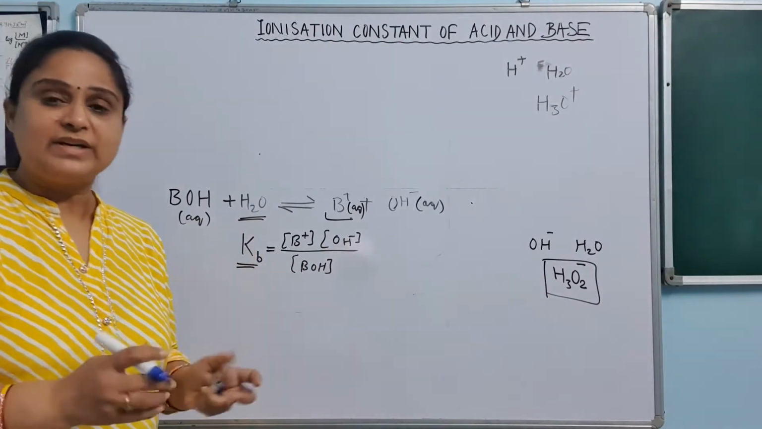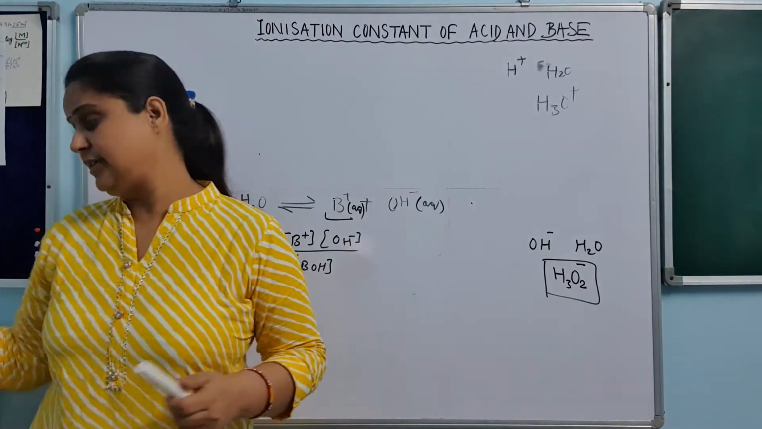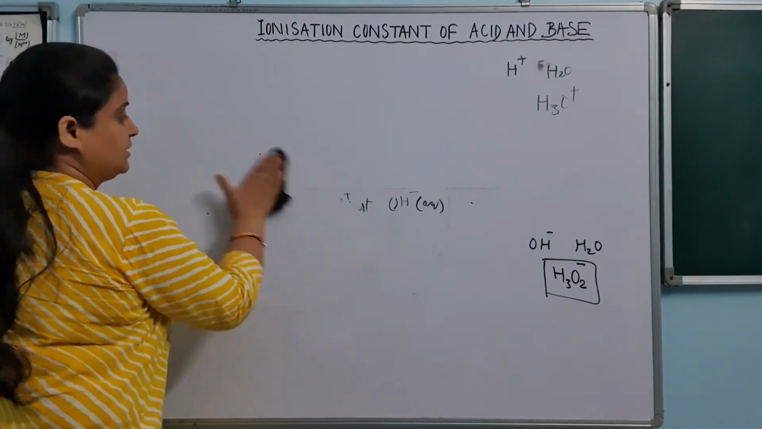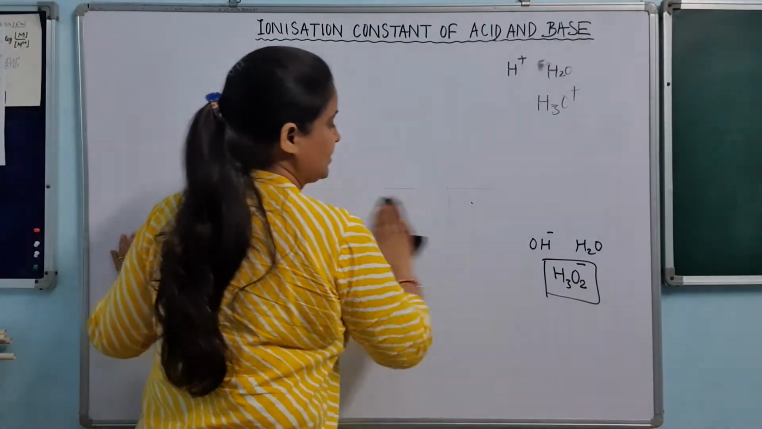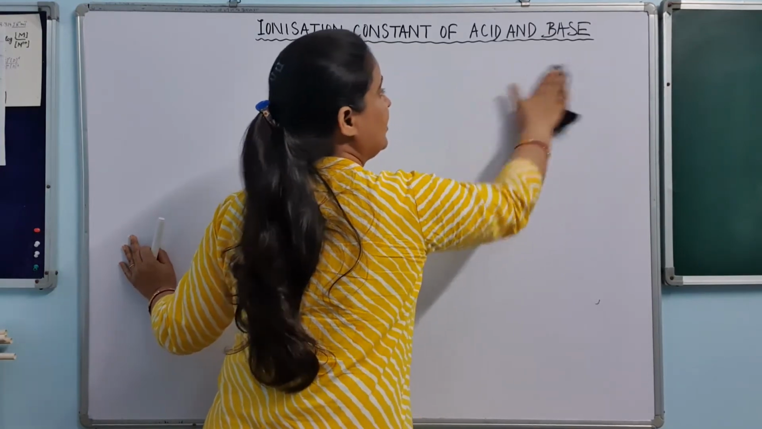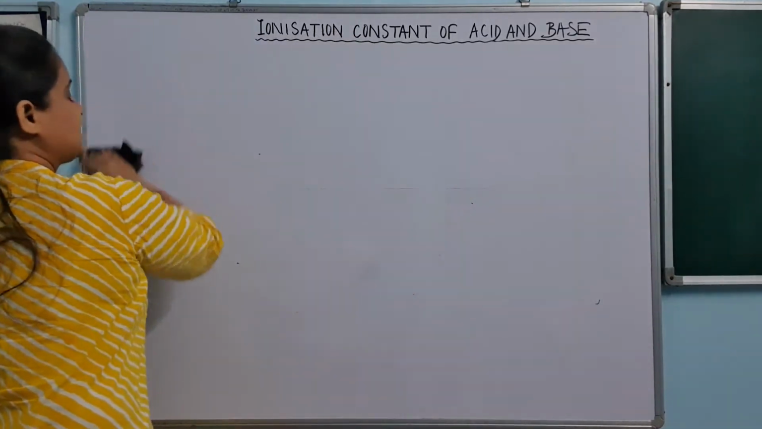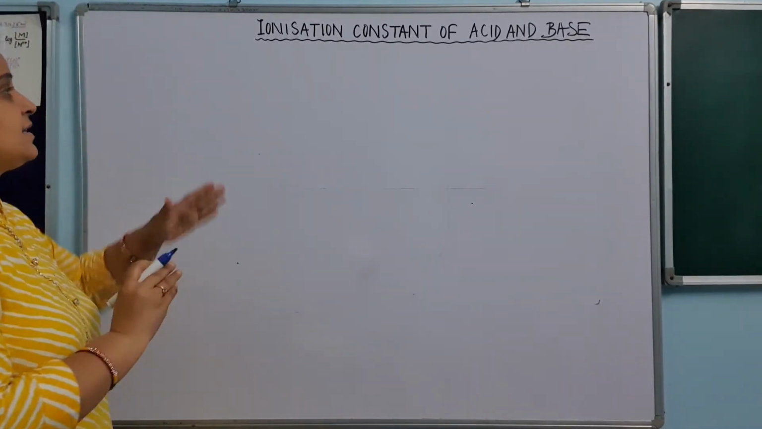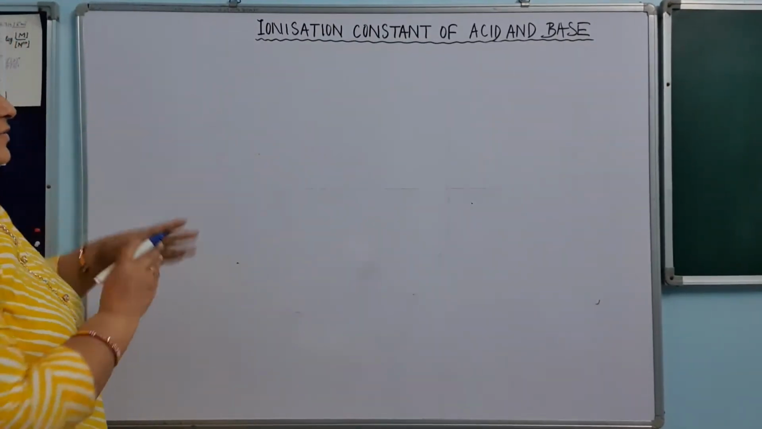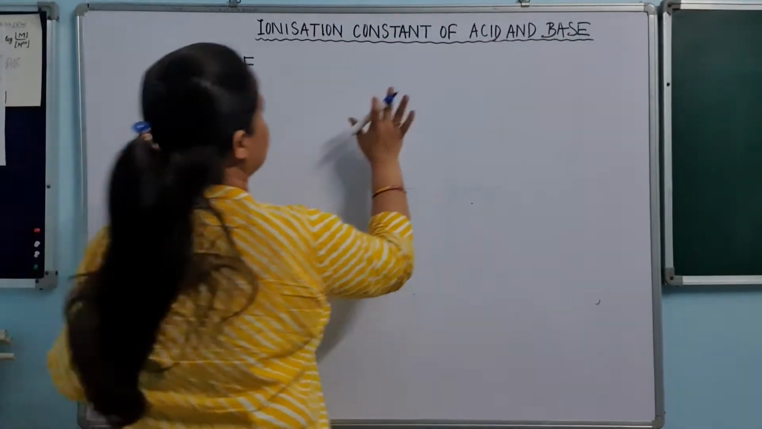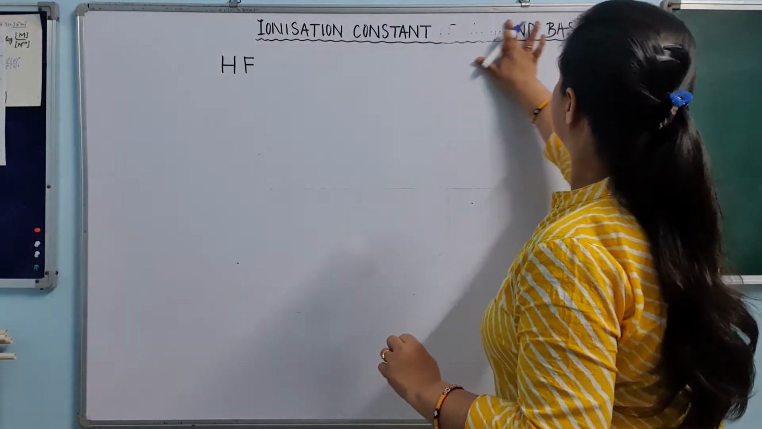Now let us see the relationship between ionization constant of acid Ka, ionization constant of base Kb and ionization constant of water. ठीक है, अब उसके लिए I am taking a simple and very interesting reaction, and that is I am taking an acid called HF. तो हम निकालने वाले हैं relationship between constant of acid, base and water.